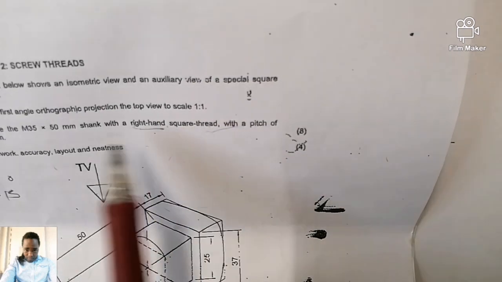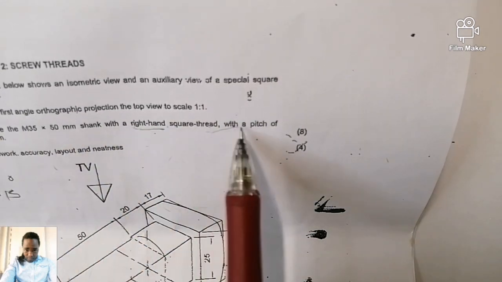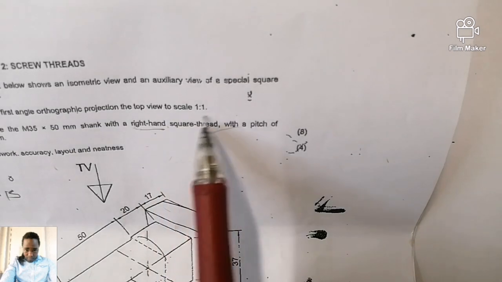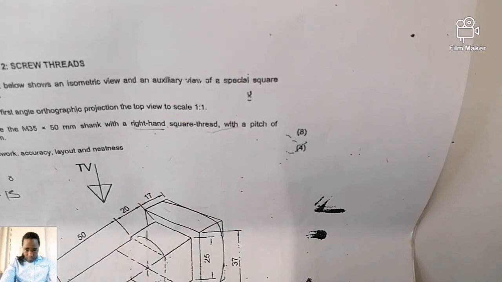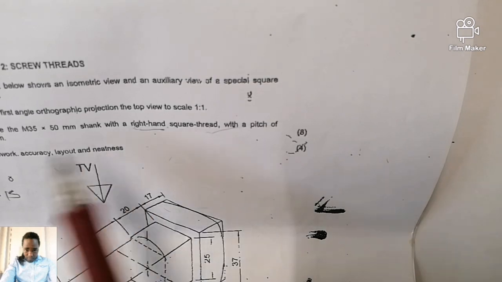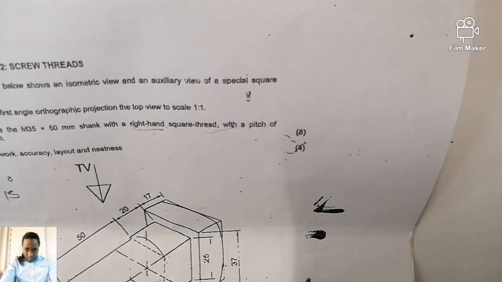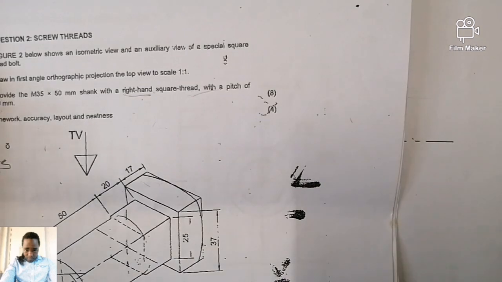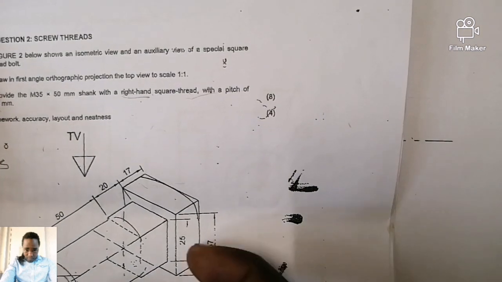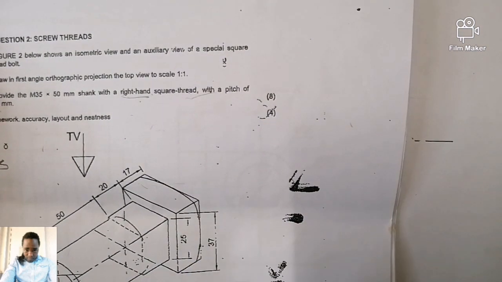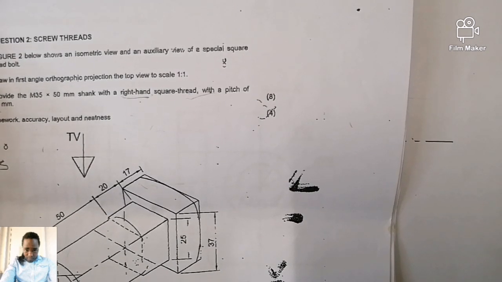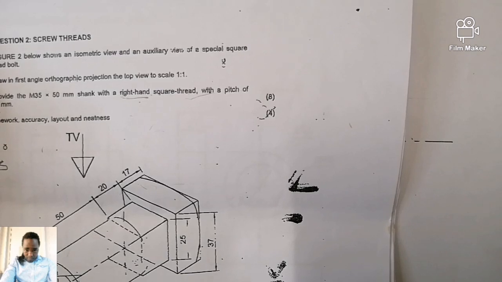But in some other question, the examiner will even state whether you are drawing an internal or external. You understand? But in this case, they didn't say it. But by looking at what you are dealing with, we are dealing with a shaft or with a nut. Sort of not a nut, a bolt. So in a bolt, that's where we get what? External square screw thread.